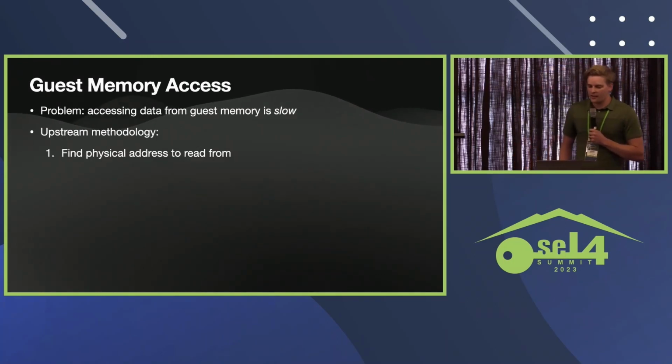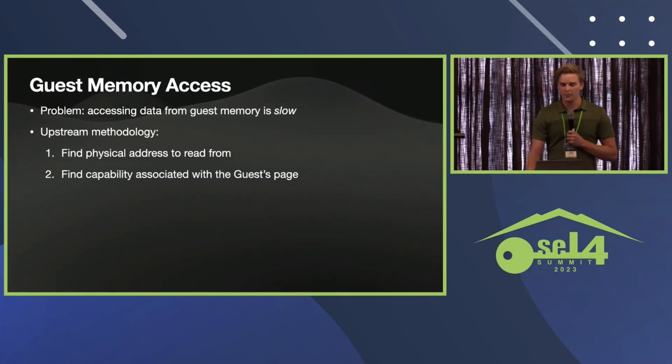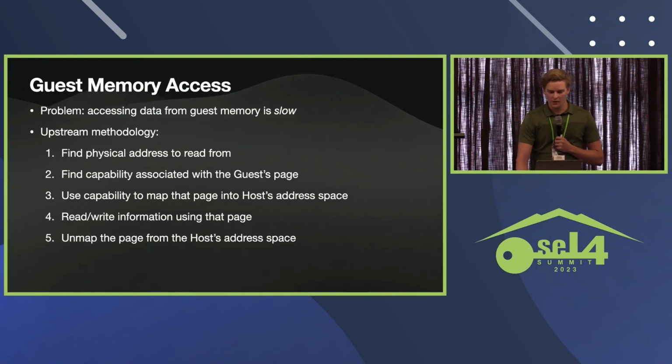So the upstream methodology: 1, you find the physical address to read from. That, in virtio-net, is in the descriptors. 2, you find the capability associated with that page. 3, you use the capability to map that page into the host's address space. 4, you read and write the information using that page. And 5, you unmap the page from the host's address space.